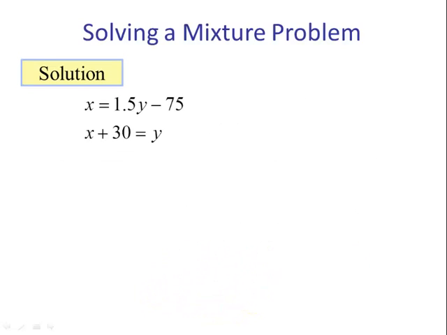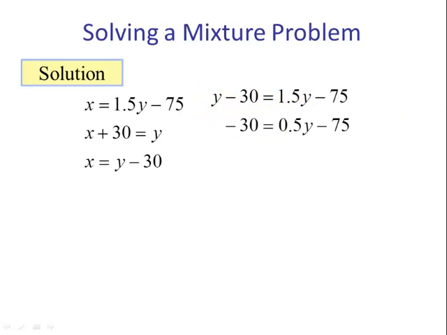Now to solve the system, we have x equals 1.5y minus 75, and we have x plus 30 equals y. If I solve the second equation for x, I subtract 30 from both sides. So now we have one equation in terms of x, the other equation in terms of x, and I can simply set these two equal to each other. So I'm doing substitution. The next step, I want to subtract y from both sides, and we're left with negative 30 equals 0.5y minus 75.